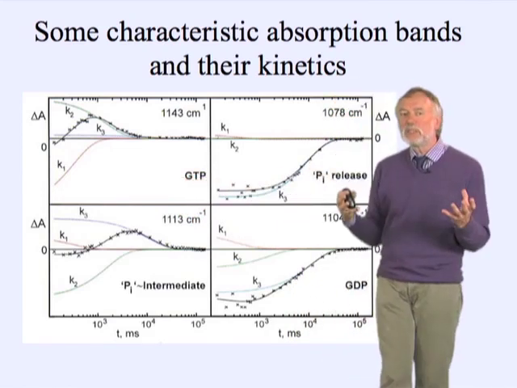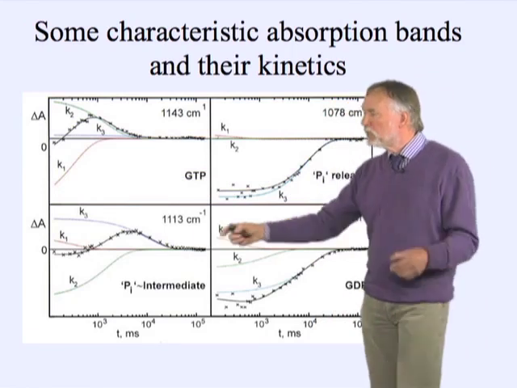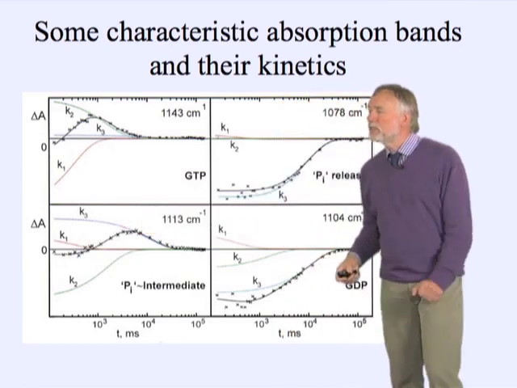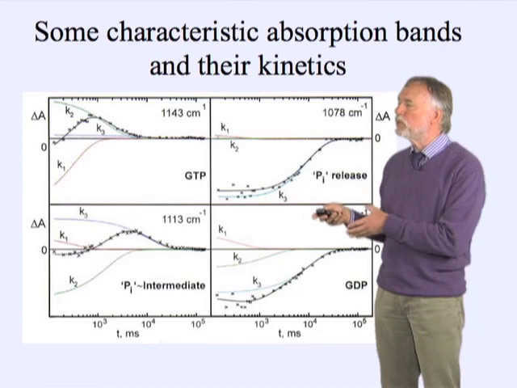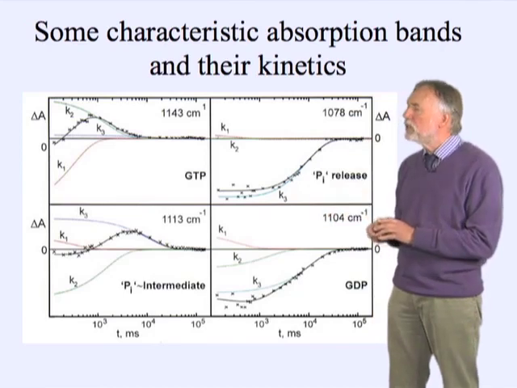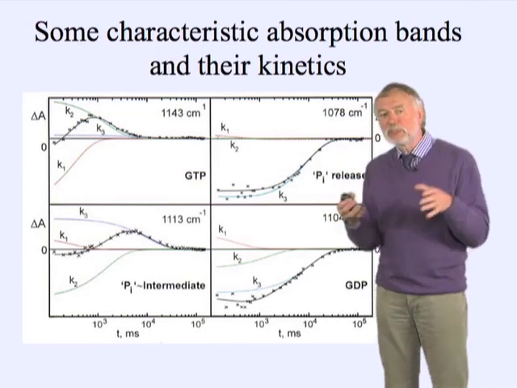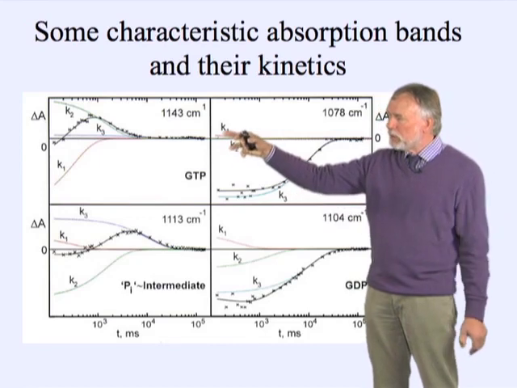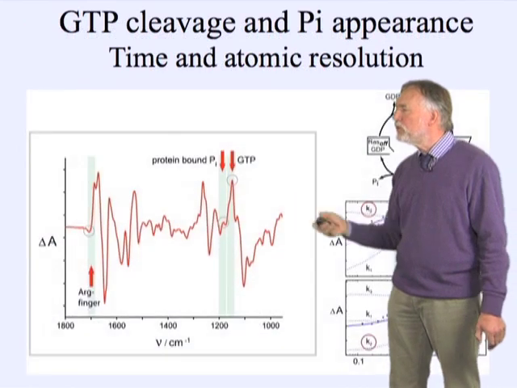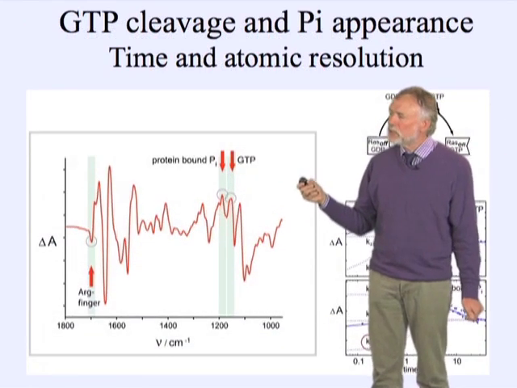From all of that, we can obviously conclude that there is a Pi intermediate with this absorption, frequency 1113 centimeter to the minus 1, which appears with a rate constant K2 and decays with a rate constant K3. So in other words, the release of Pi is now becoming visible. So we see hydrolysis when this Pi peak comes up, and we see decay when it goes away. And you see this here, for example, in real time, so the absorption change with the rate constant K2.